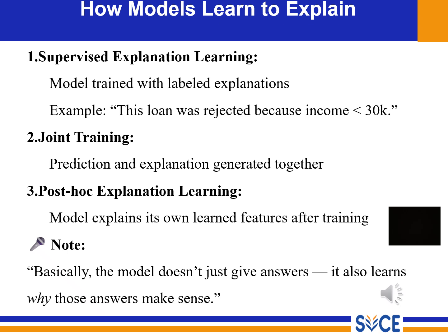The first one, supervised explanation learning, means we train the model using data that already has explanations. For example, loan rejected because income low. So the AI learns that logic from the examples. Second, joint training. The model learns to predict and explain together. For example, a disease detection AI predicts pneumonia and at the same time explains because the lungs show cloudy patterns.